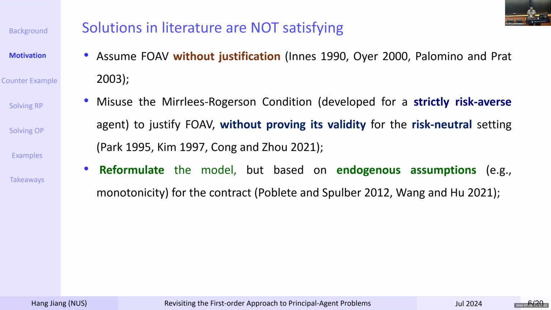And some reformulate the model. So they don't use the Holmstrom classical model, but use the same model setting with a different formulation. In their formulation, they can solve the model in some scenarios, but they are based on exogenous assumptions for the contract. They assume that the contract must be, for example, monotonic, so the contract is almost everywhere differentiable by Lebesgue's theorem, right? So they can use a new formulation to solve the problem. But this exogenous assumption does not guarantee that the solved contract is globally optimal.